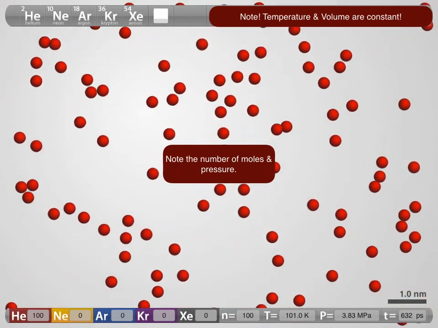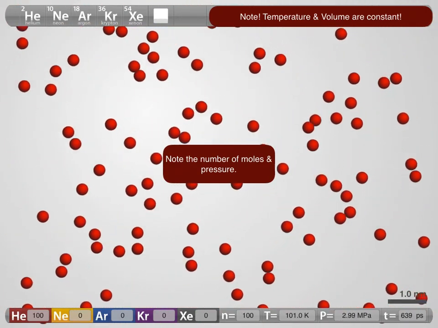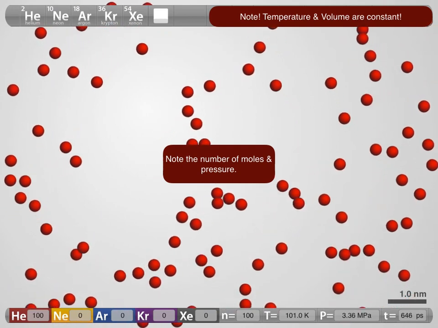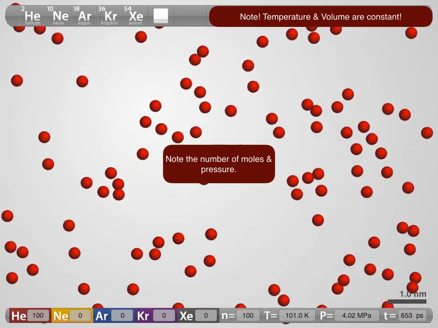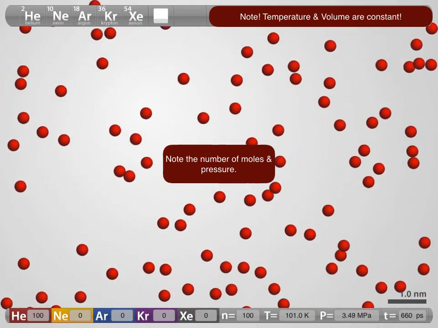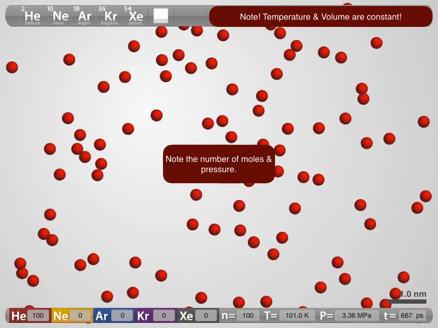Welcome to AP Chemistry. Take a moment to note the temperature and volume in the simulation provided. We will keep these values constant in the next few slides.